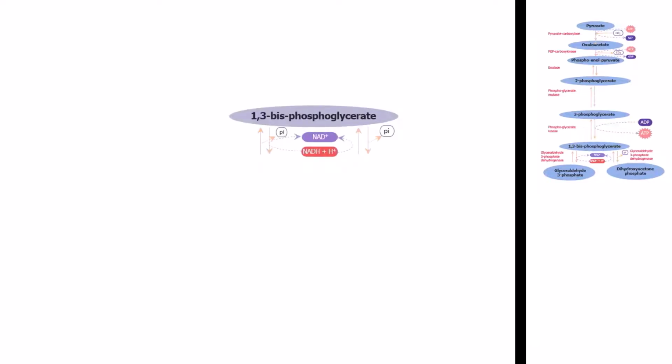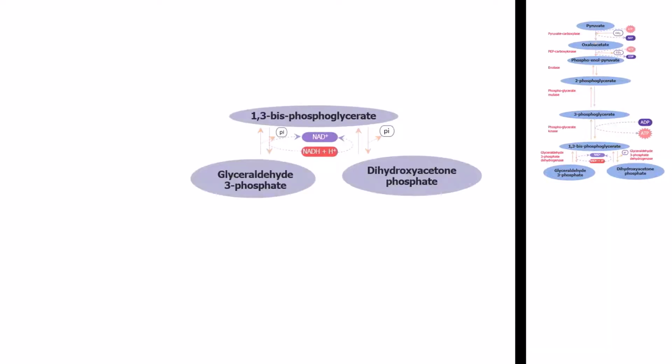Now 1,3-bisphosphoglycerate makes 2 products. The first one is glyceraldehyde 3-phosphate and the second one is dihydroxyacetone phosphate. This reaction raises NADH and releases Pi, which is inorganic phosphate. Enzyme glyceraldehyde 3-phosphate dehydrogenase boosts this reaction.